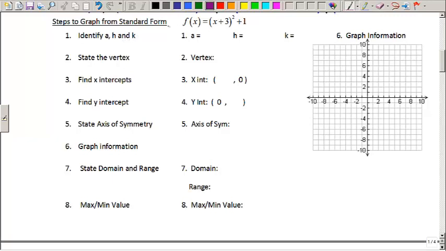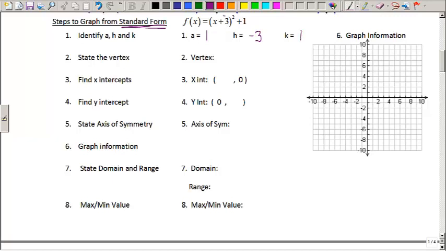Notice that this equation is already in standard form. We will talk a little bit later about what to do when it's not in standard form, but in this case we're going to start from standard form. My A is the coefficient in front, which is 1. The H is -3, or the opposite of the inside. And the K is +1.